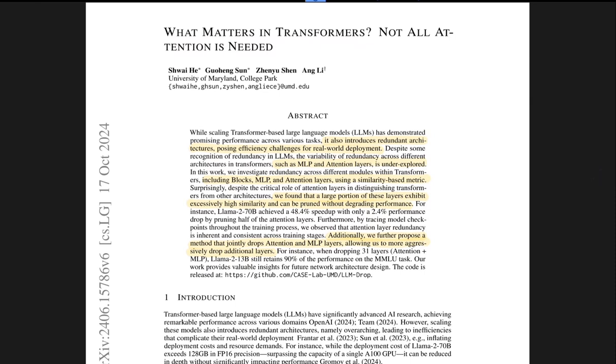We'll see. From the paper itself, they are saying that scaling transformer LLMs has demonstrated promising performance across various tasks, but it also introduces structures which are actually redundant, posing efficiency challenges for real-world deployment. They say that the MLP and attention layer redundancy is underexplored. MLP is definitely the multi-layer perceptron, and they study the blocks, MLP and attention layer using a similarity-based metric.